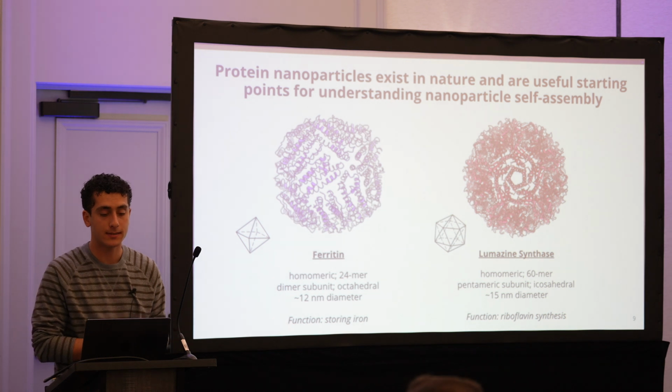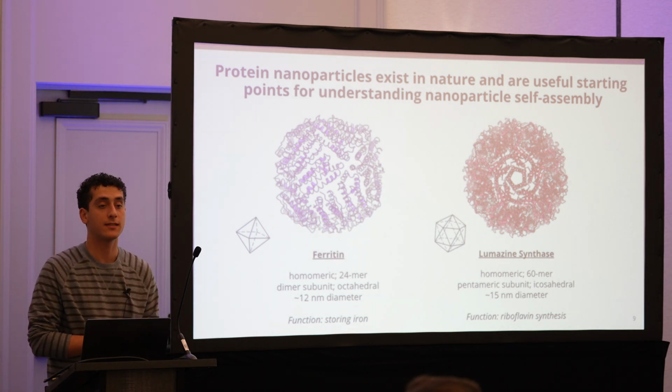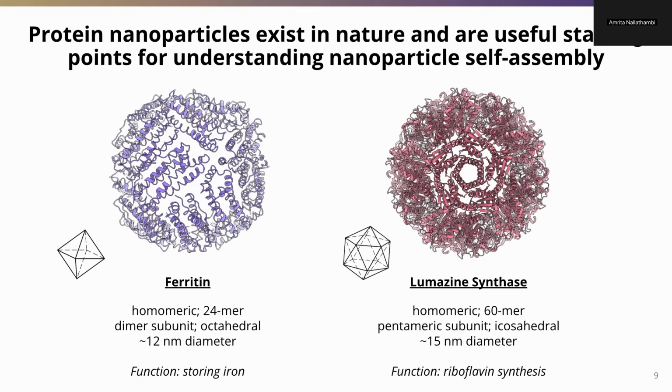The other is lumazine synthase. So this is a 60mer, it's a lot more components, and the subunits are pentamers instead of dimers. And so kind of what you can see here is these dimers that form, and that's what's self-assembling, whereas here you're going to have a pentameric subunit, and those form first, and then they form the nanoparticle.